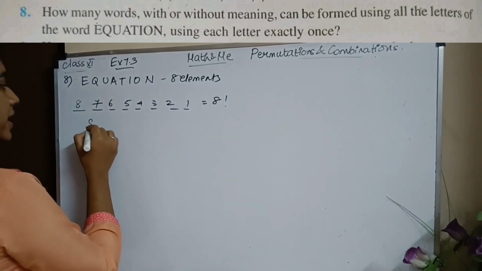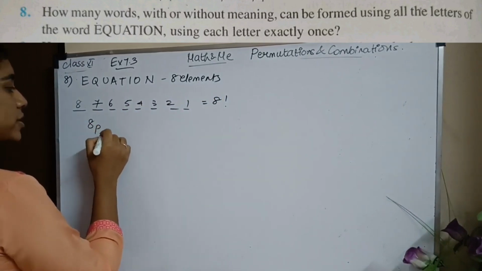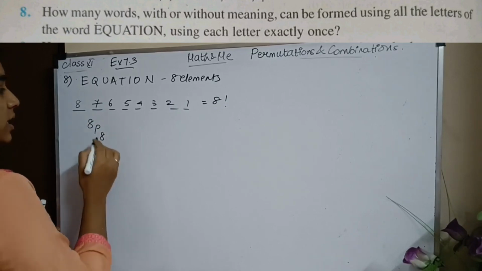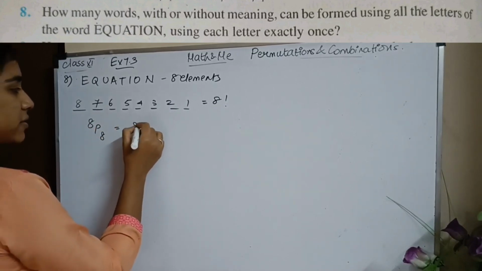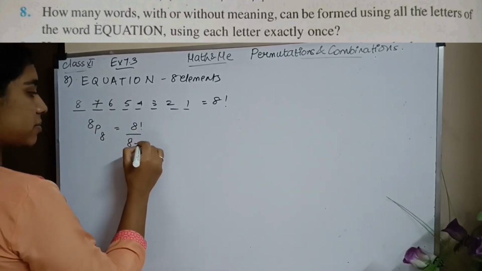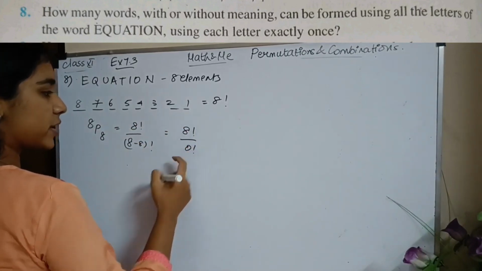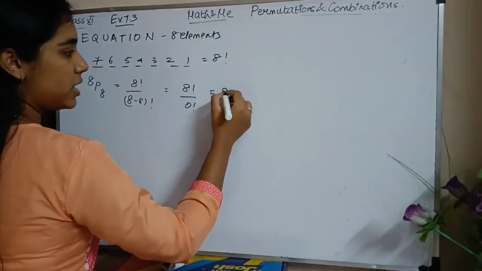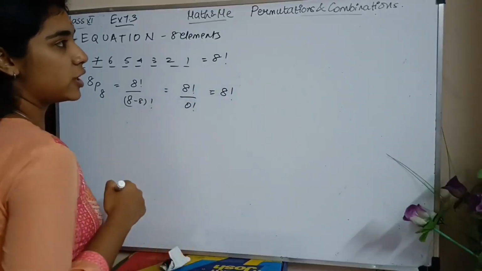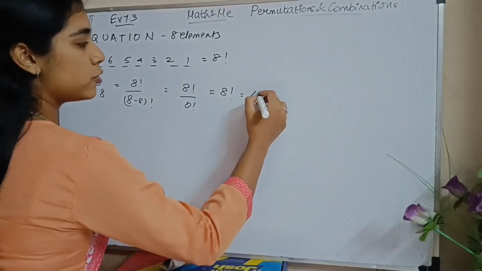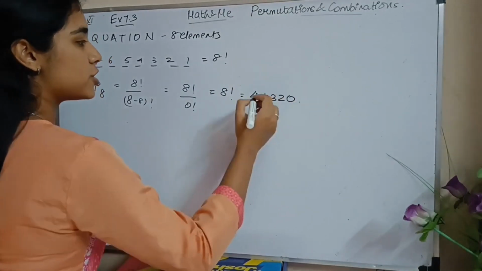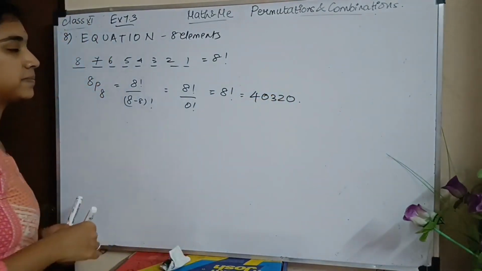So basically it is 8 factorial. If we use permutation, I have 8 elements out of which I have to choose 8 letters in order, so this will be 8 factorial divided by (8 minus 8) factorial, which is 8 factorial divided by 0 factorial, and 0 factorial is 1, so it will be 8 factorial. You have to find the value of 8 factorial, which will be 40320. So you have so many different ways.